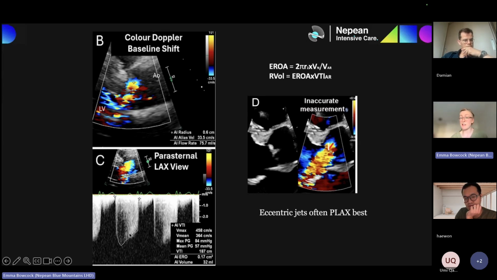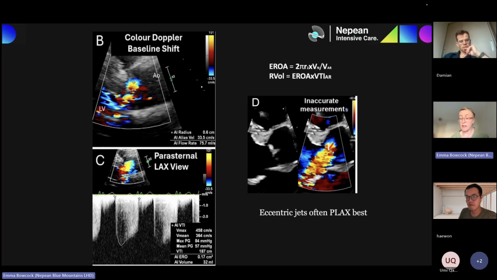Obviously, and these are some of the problems with it, you need to have perfect alignment, it needs to be really good continuous wave, and you need to be able to trace it out accurately. So there are these caveats to it, but this is how you would do it. So we trace that out, we do the maximal velocity, and we divide that by our flow rate. If you do 75 divided by 458, you're going to get 0.17 in your calculator, and that's your effective regurgitant orifice area.